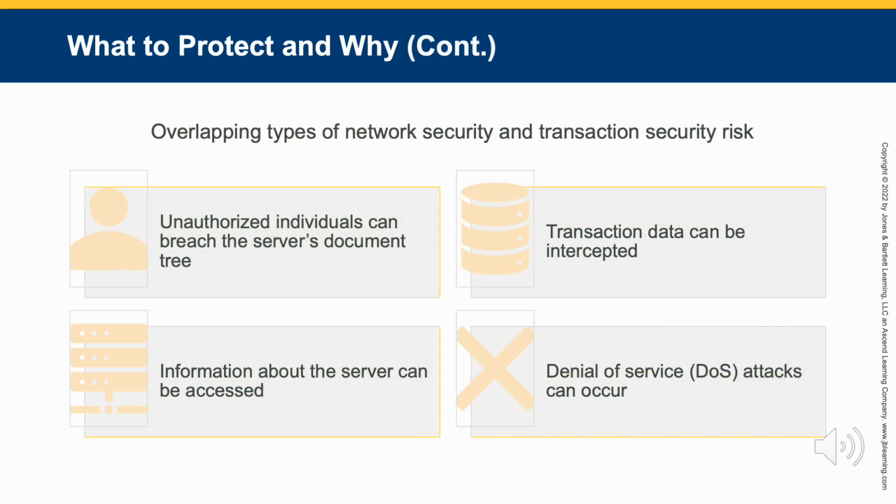Overlapping types of network security and transaction security risk. Unauthorized individuals can breach the server's document tree. Information about the server can be accessed. Transaction data can be intercepted, and denial of service attacks can occur.